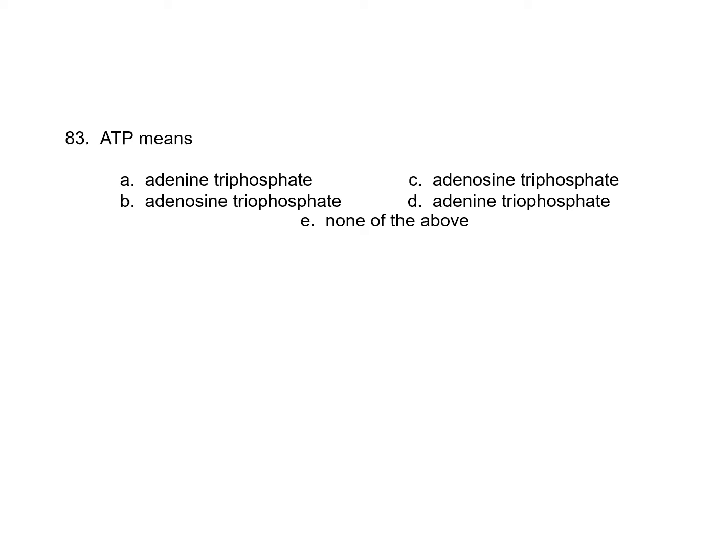Number 83. ATP means A. Adenine triphosphate, B. Adenosine triphosphate, C. Adenosine triphosphate, D. Adenine triphosphate, or E. None of the above. The answer is adenosine triphosphate.